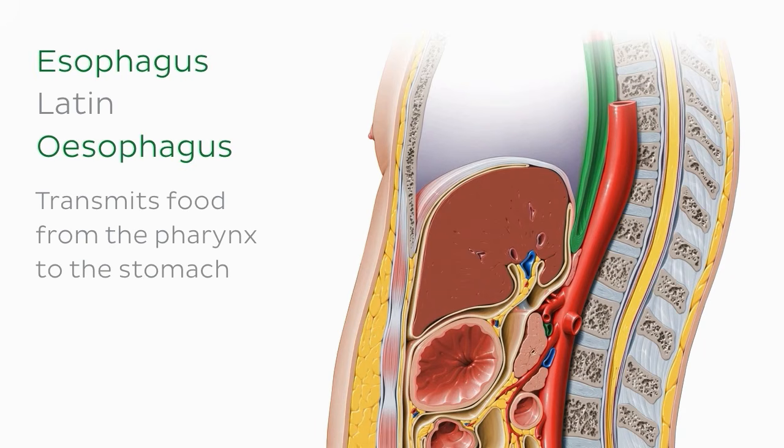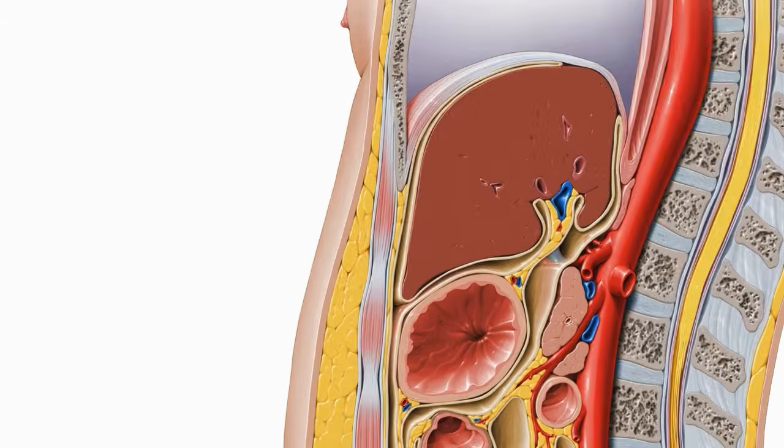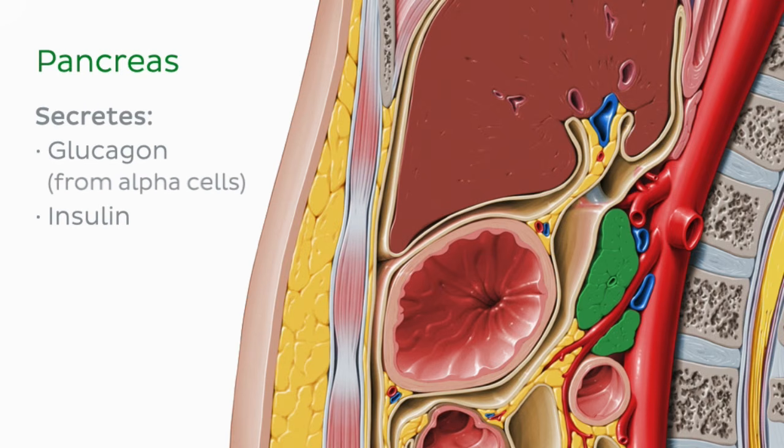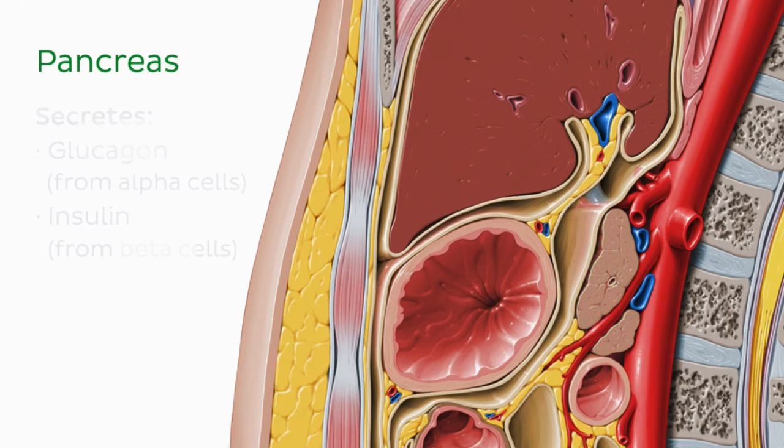And it also empties into the stomach at the esophagogastric junction. The pancreas is over here, and it is an endocrine organ and secretes glucagon and insulin, which are produced in the islets of Langerhans. Glucagon is made by alpha cells, while insulin is made by beta cells. Together, these hormones maintain a healthy level of glucose within the blood.